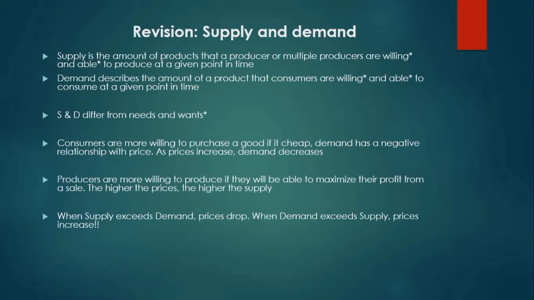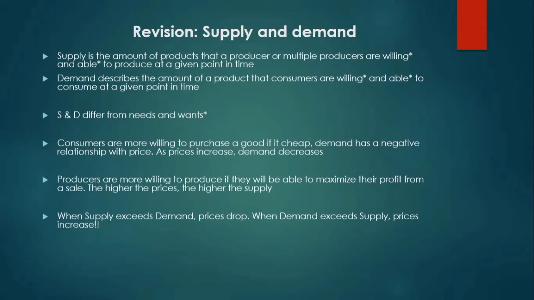Now, consumers are more willing to purchase a good if it's cheap, as demand has a negative relationship with price, meaning as prices increase, demand will decrease. This makes sense. People are more willing to purchase a good if it's affordable. That's why you get more VWs and more Toyotas on the road than Rolls Royces and Ferraris, because the cheaper the good is, the more accessible it gets, right? Whereas it's the opposite with producers.